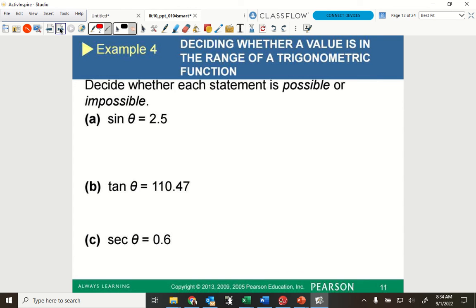Now, I'm going to rewrite this with the inverse. So I'm going to say that theta is equal to inverse sine of 2.5. Try it. That means have your calculator on. Plug it in. What mode are you in? Degree. You're in degrees. You have your scratch pad open. You are plugging this into the calculator.